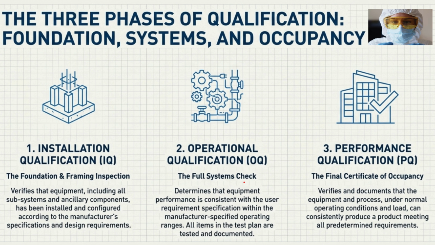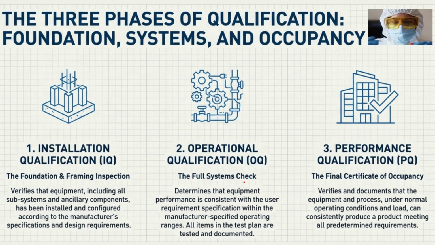Our focus, however, is the second phase, the operational qualification. Think of this as the full systems check. It determines if the equipment performance is consistent with your specific user requirements within defined operating ranges. This phase must be completed and approved before you move to the final phase, performance qualification, which tests the system under a normal production load.